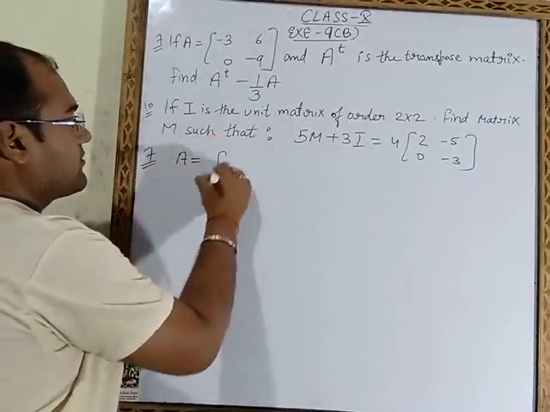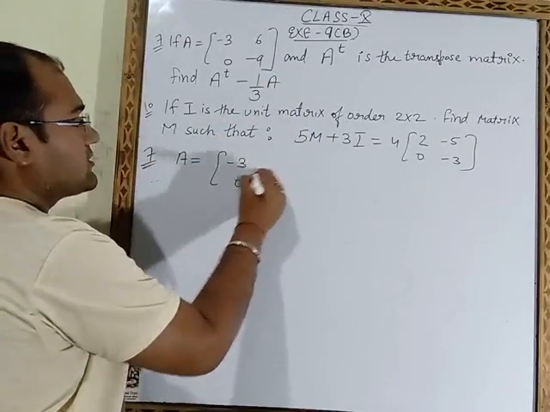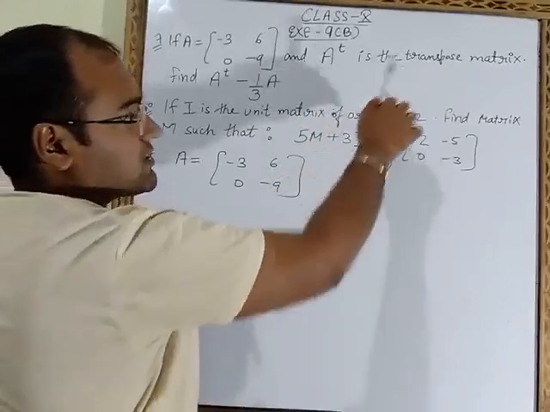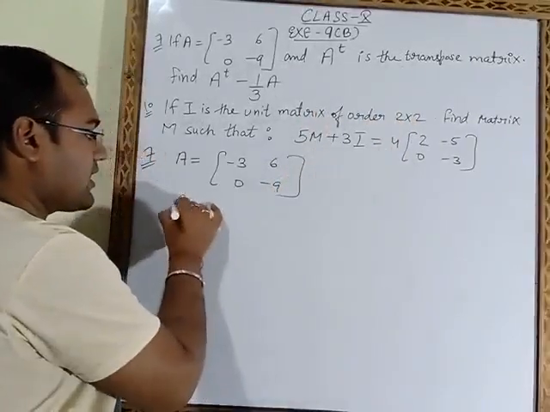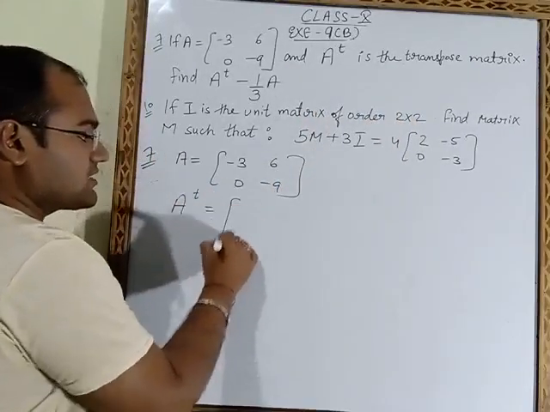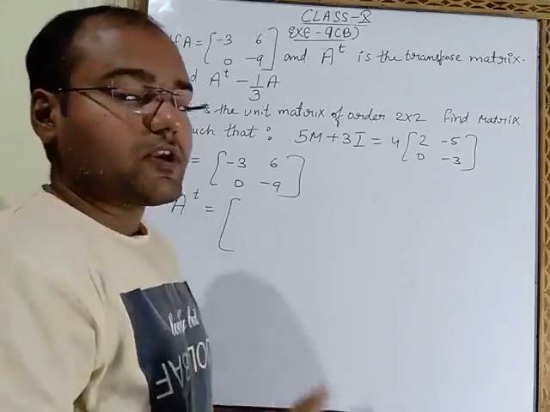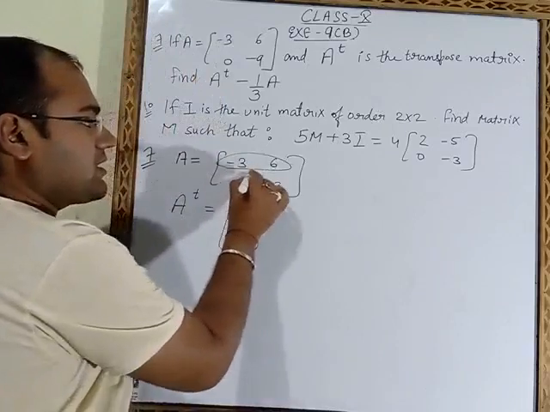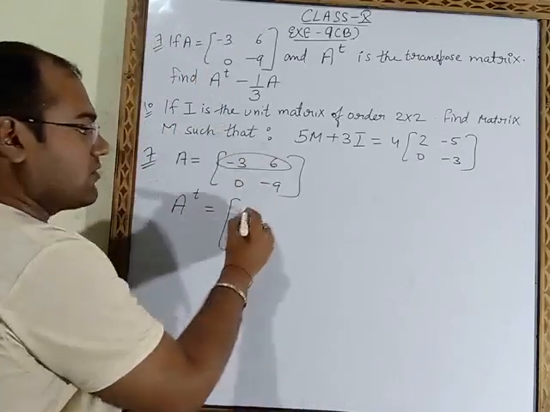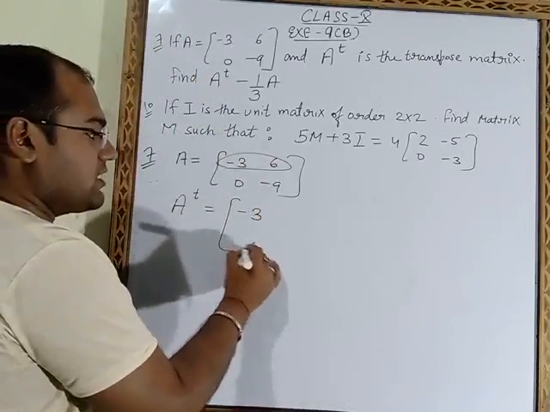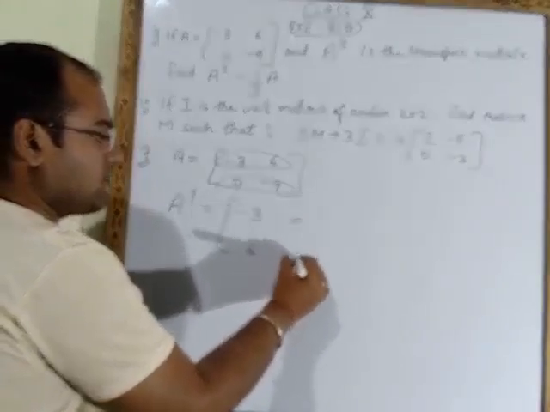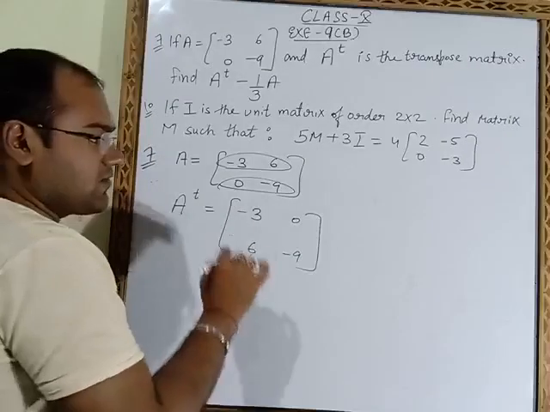A matrix is given, minus 3, 0, 6 and minus 9, and he said to find A transpose. So we will write A transpose. In a transpose matrix, what you have to do? You have to interchange rows and columns. Minus 3 and 6, this is a row, we will write it as a column. Minus 3 and 6, 0 and minus 9. So this is the answer of A transpose.